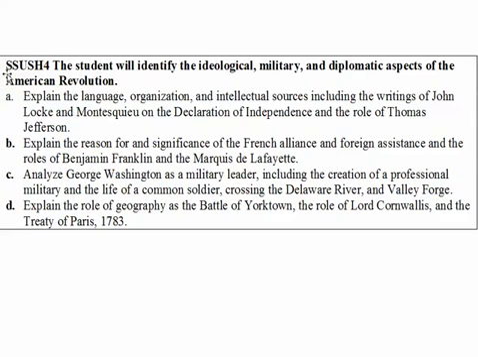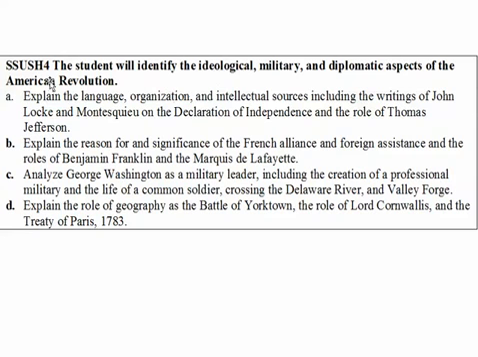So this stem up here, we need to tie A, B, C, and D back into this whole stem, because this is what you need to be able to do when you take the EOCT: identify ideological, military, and diplomatic aspects of the American Revolution. This first one, ideological aspects, is going to be the longest. I'm going to have to break it down.